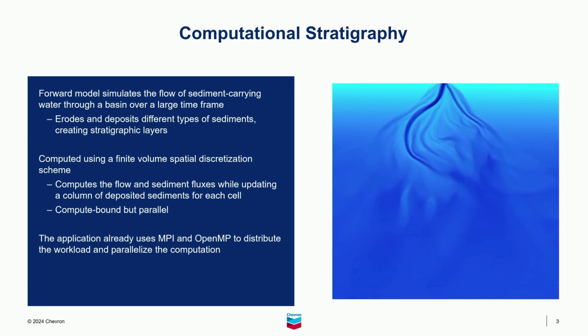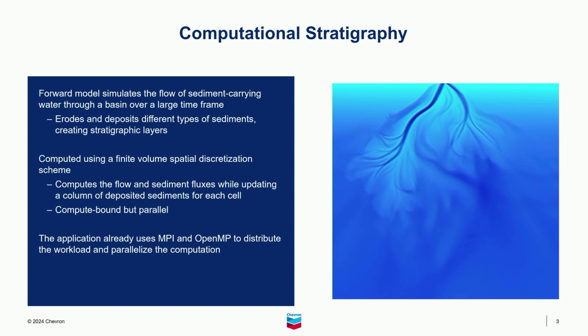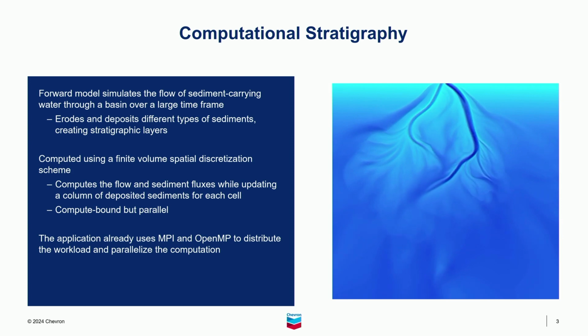So most production workflows will take over 2 weeks spread across 32 high-performing nodes, 120 AMD cores. So they are long and expensive simulations to run, which is why they are enabled by HPC and a lot of the HPC work done at Chevron.